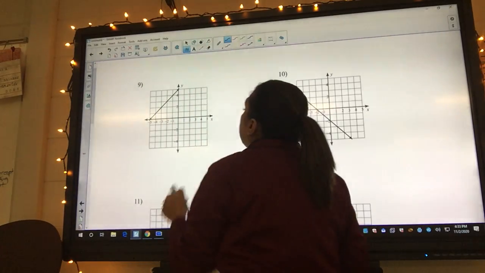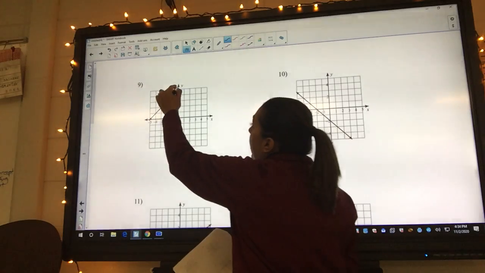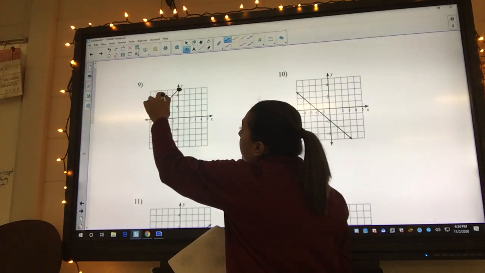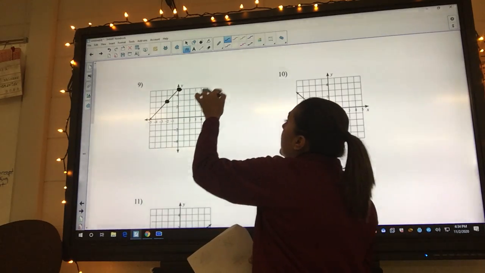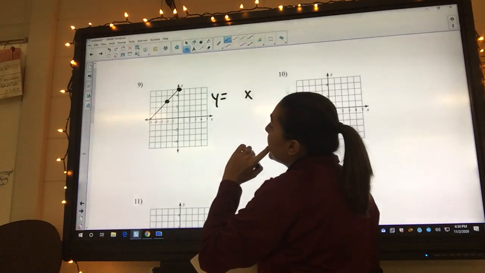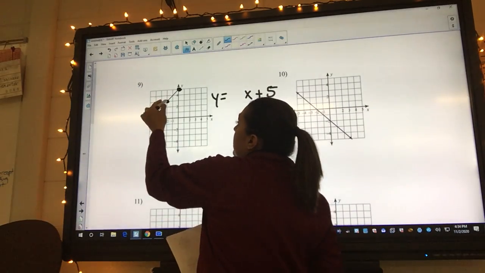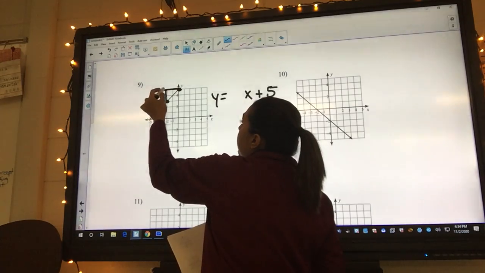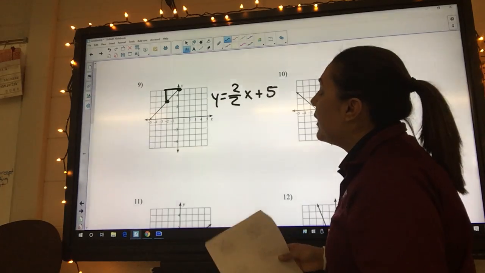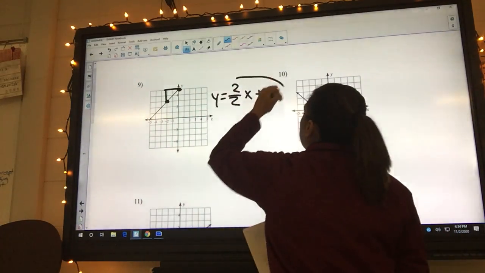Okay, number 9. The very first thing I need to find is going to be my y-intercept. And then the next closest point. So it's going to be y equals some x, and my y-intercept is at 5. Okay, and then I already found my next closest point, so it's going to be rise over run. So we rise 2 and run 2. Okay, we say, well, is that going positive or is it going negative? Well, in this case, it's going positive, so we can leave it just like this.